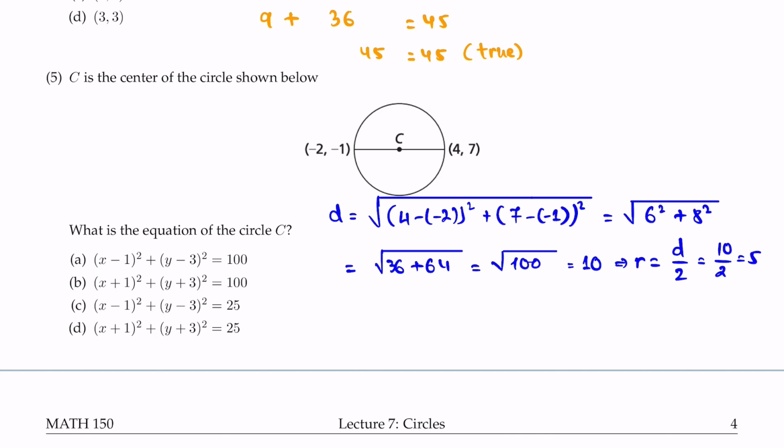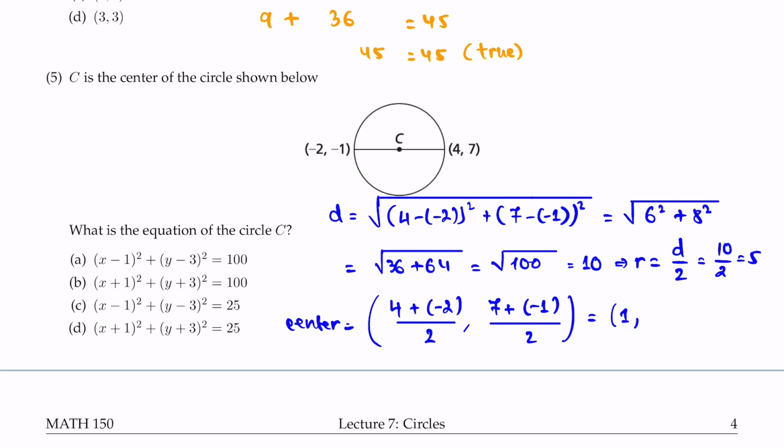Now you just need to find the center of the circle. You need to find the midpoint, so you need to use the midpoint formula. The center is equal to (4 + -2) divided by 2, and the y value is (7 + -1) divided by 2. So 4 plus -2 is 2, divided by 2 is 1. 7 plus -1 is 6, divided by 2 is 3. The choice is C. Right.